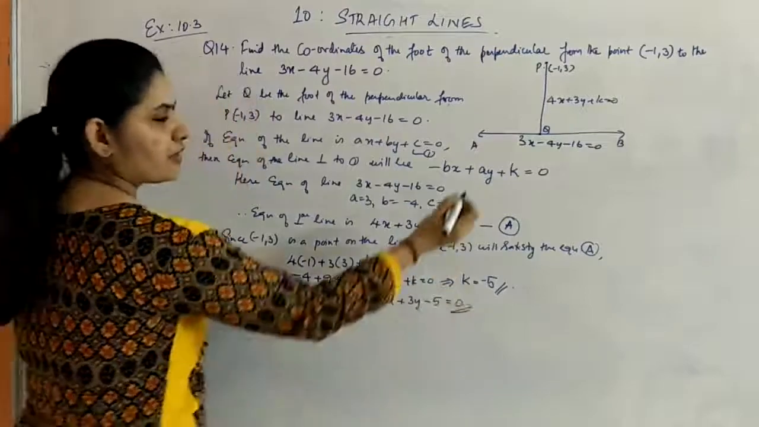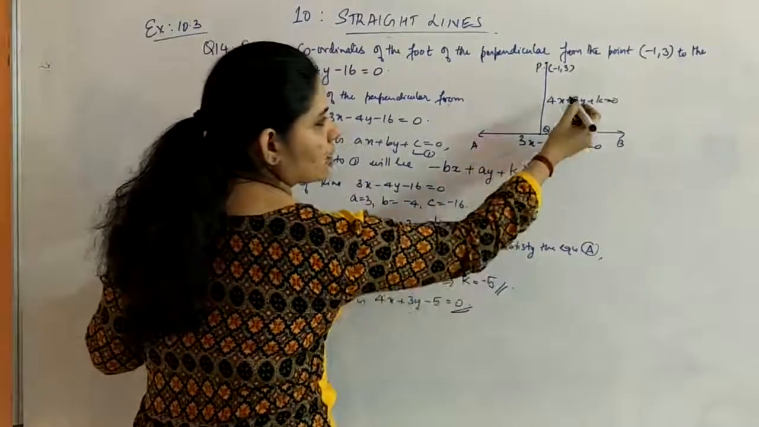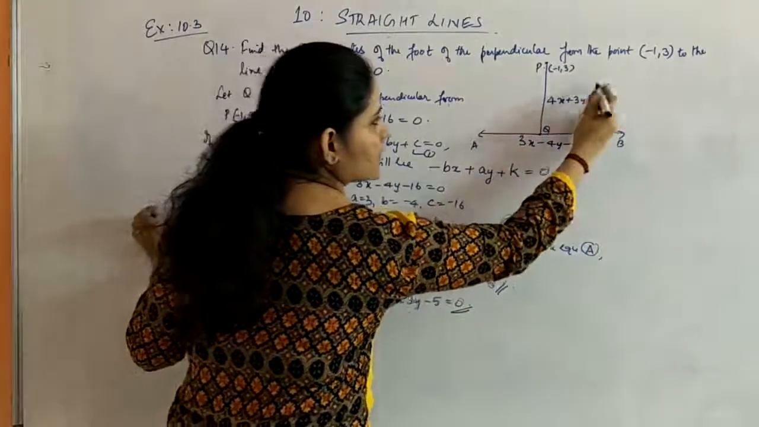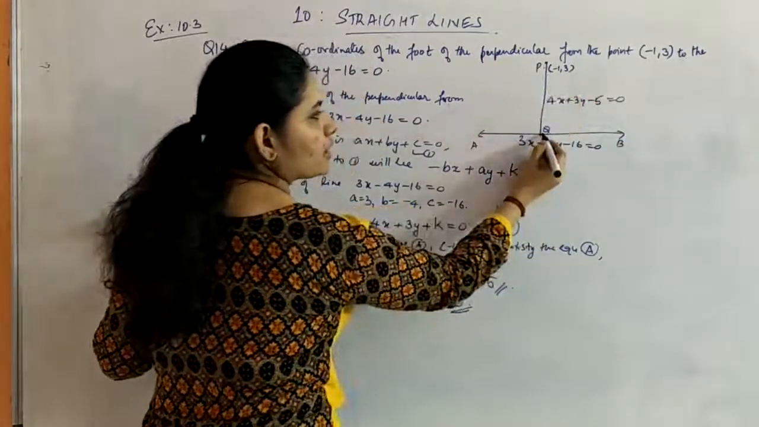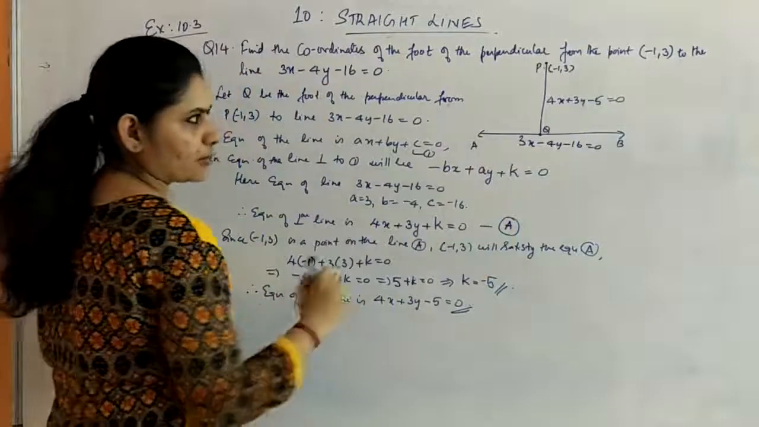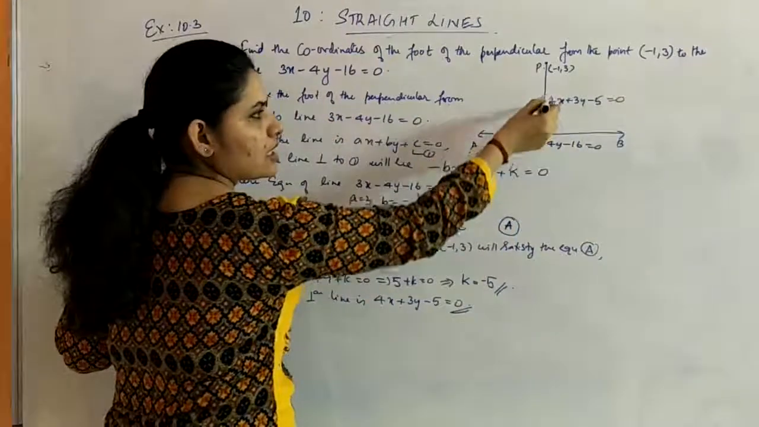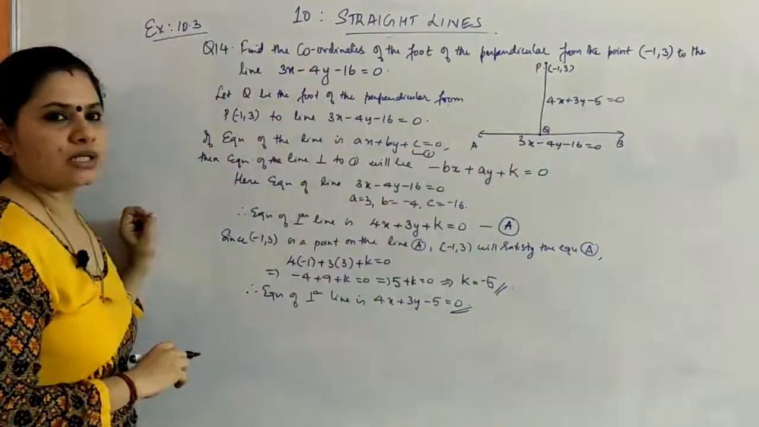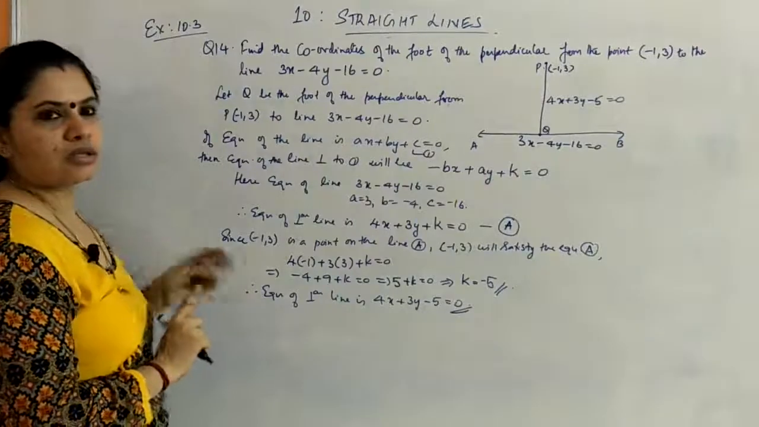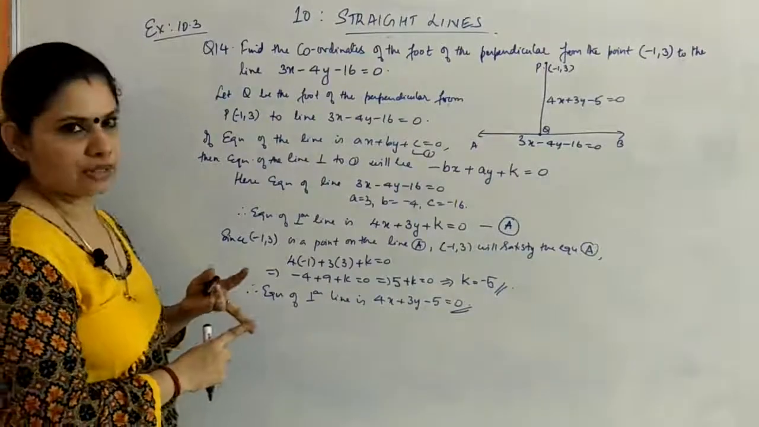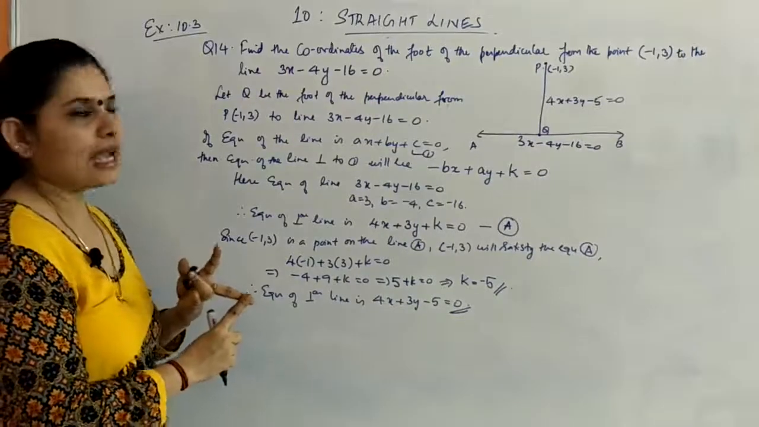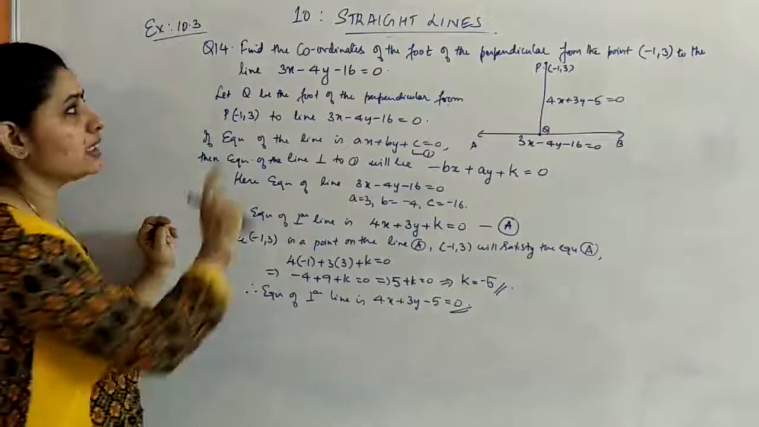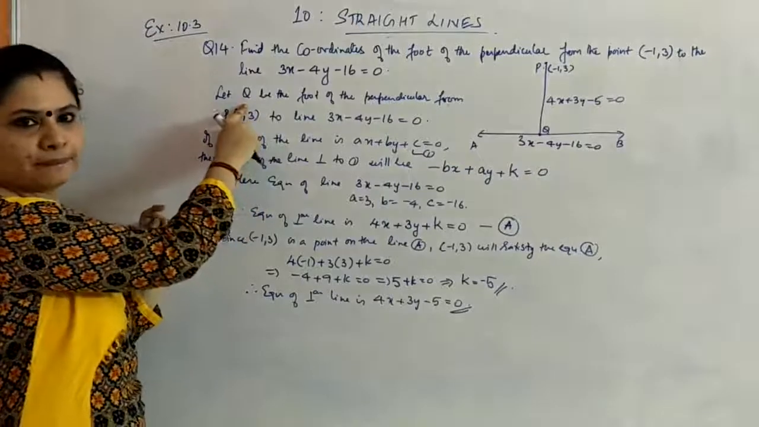Now, in order to find out the foot of the perpendicular, I'm just replacing this with minus 5. You have two equations and their point of intersection is this Q, that is the foot of the perpendicular. So now what we will do is solve the two equations. Either you can use elimination method or substitution method or cross multiplication method. Here I am using cross multiplication method to solve and get the value of x and y, which will be the foot of the perpendicular Q.